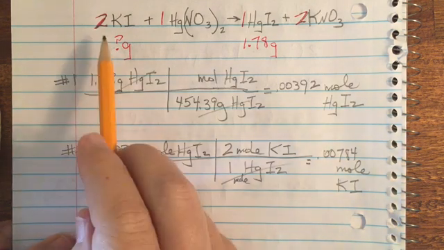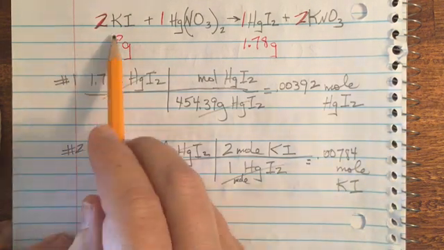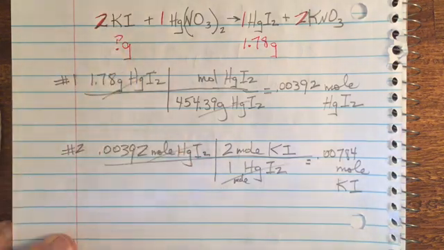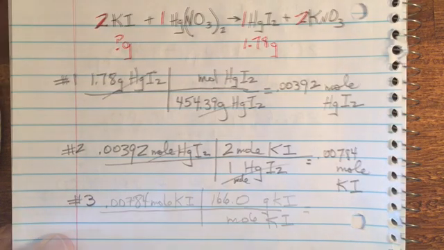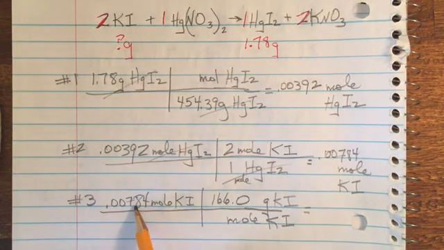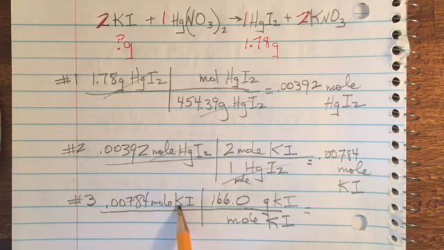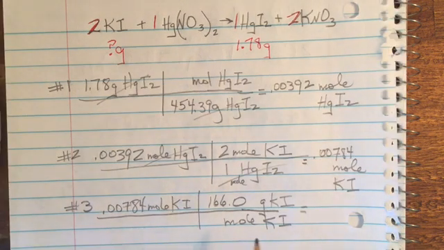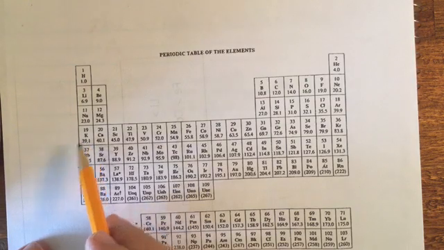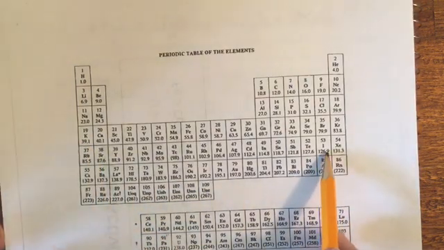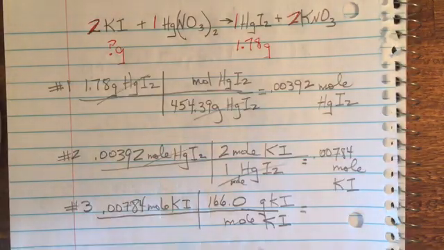Molar mass of potassium iodide multiplied by the molar mass to get the mass of potassium iodide. That's the final step of this mass-to-mass stoichiometry problem. In the last step, I take that number that I calculated after step 2 for the number of moles of potassium iodide, 0.00784, multiplied by the molar mass of potassium iodide. That's K, which has a mass of 39.1, plus iodine of 126.9. Add those two together, I get 166.0 grams per mole.